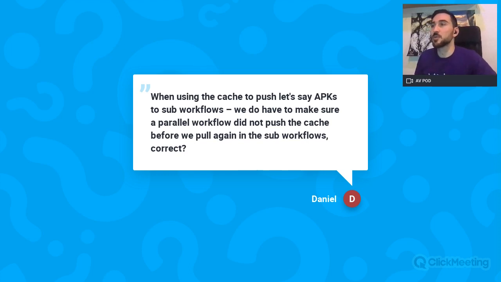We're using the cache to push, let's say, APKs to sub workflows. We do have to make sure parallel workflow did not push the cache before we pull again in the sub workflows, correct? Yes, exactly. So just for this, basically I set up the given workflow to include the cache push step right before starting the fan out workflow builds. So this would make sure that we have absolutely the minimum amount of time until we have everything set up in the cache and push the cache and started new builds.